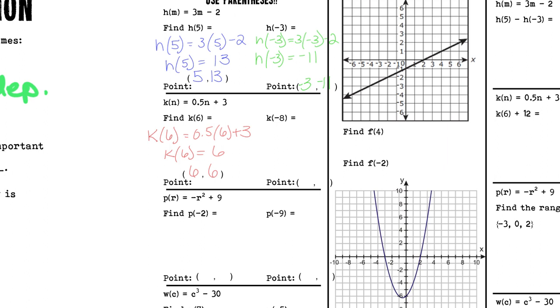Same thing with that next one. Let's see here. So k of negative 8 equals 0.5 times negative 8 plus 3. So k of negative 8 equals, so negative 8 times 0.5 is negative 4. Negative 4 plus 3 would be negative 1. So we're looking at negative 8, negative 1. So really, we're just looking at substitution here.